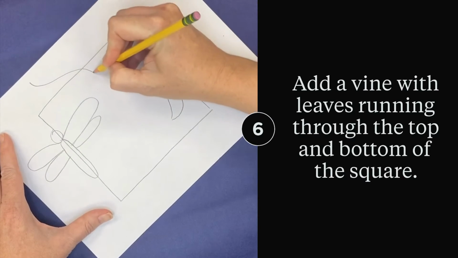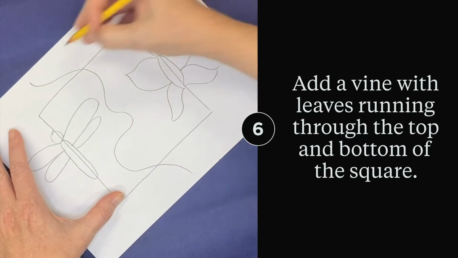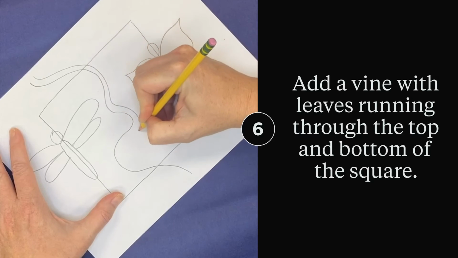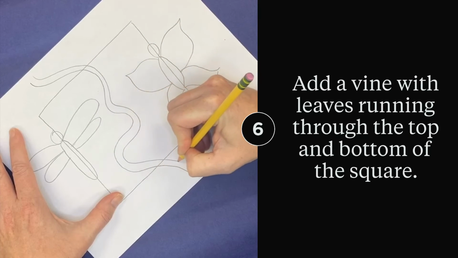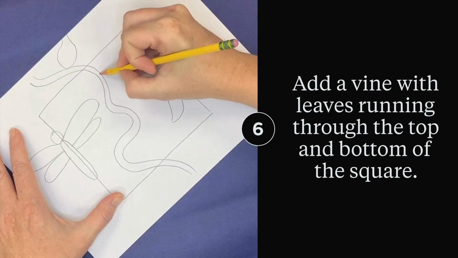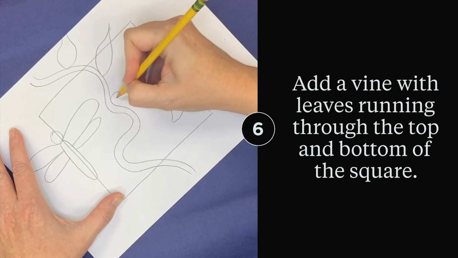Next, you are going to use a wavy line to draw a vine from outside of the top of the square to outside of the bottom of the square. Have your line show its wavy points where you need something a little bit more. Where do you have empty spaces? Add a good leaf in that area.